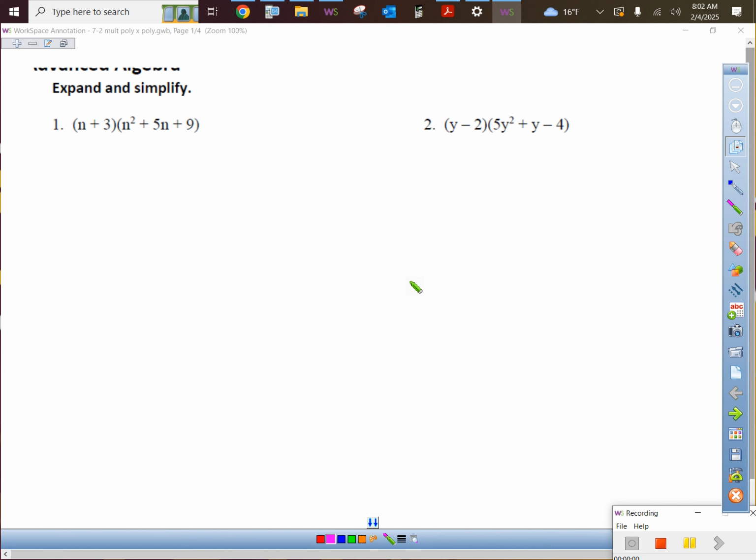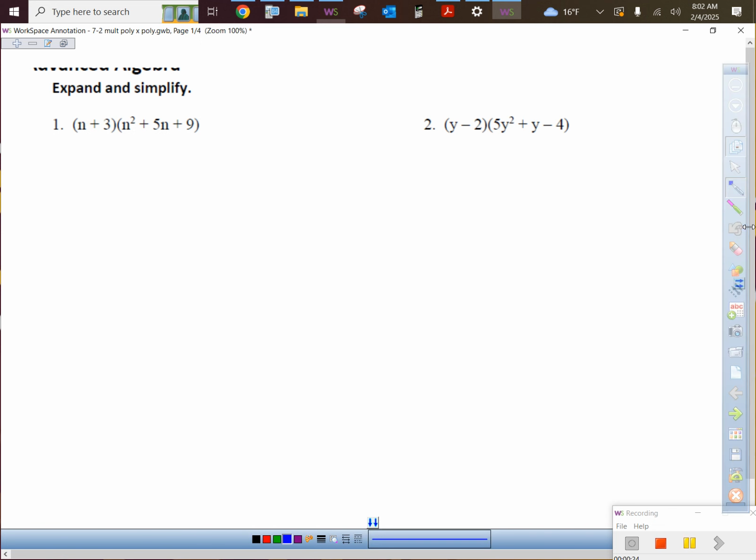So 7-2, just remember it's on the backside of 7-1's practice, so grab that. And last time we did binomial times binomial. Today is just polynomials times polynomials. Like, can you see on number 1, this is a binomial, and we are going to take it times what's not a binomial when it's got 3 terms. It's called a trinomial. Simple process, man.